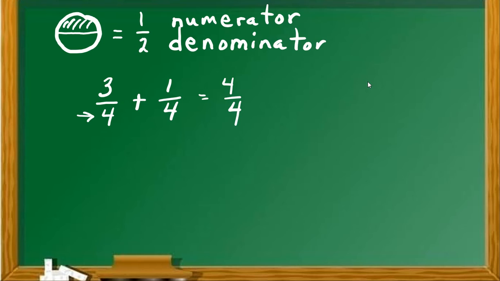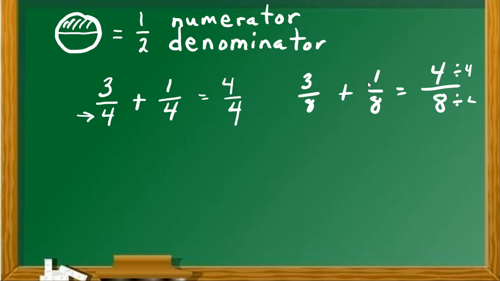Here's another example. If I asked you to add 3/8 plus 1/8, well, no problem. The bottom stays the same. It's an eighth. And we add the top. Top's 3 plus 1 is equal to 4. When possible, we like to simplify our fractions. And what that means is we want to make our fractions with smaller numbers. And in this case, the 4 and the 8 can be divided, each number by 4.